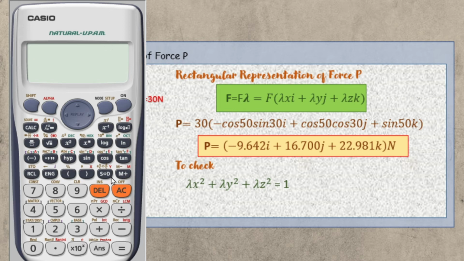So negative cosine 50. Actually we don't need to put the negative since we're going to square it. So sine 30, because negative squared is also positive, so we don't need to put that negative anymore. So plus cosine 50 cosine 30 squared, plus sine 50 squared. Again, guys, this must be equal to 1 so that our unit vector is correct. Since this is equal to 1, therefore, I think we can assure that our answer here is correct.